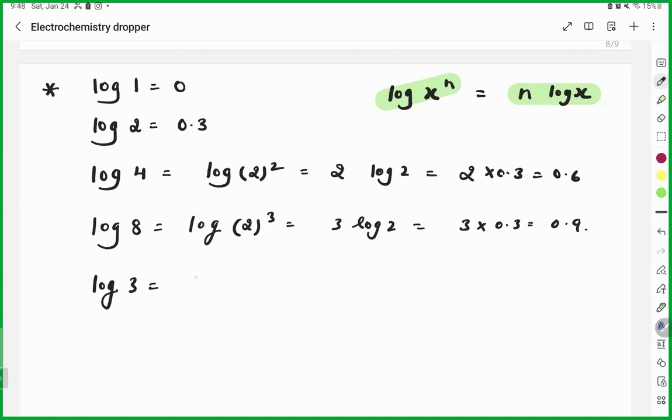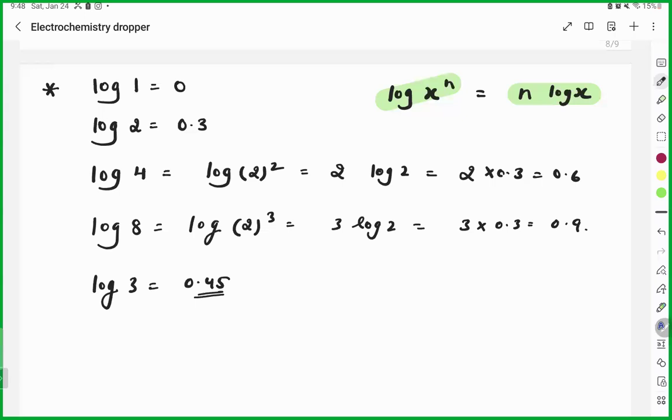Between these two, the value will be between 0.3 and 0.6, 0.4 up. We can't tell the exact value like in our exam, because we will not get the log table. But you have to calculate an approximate value.